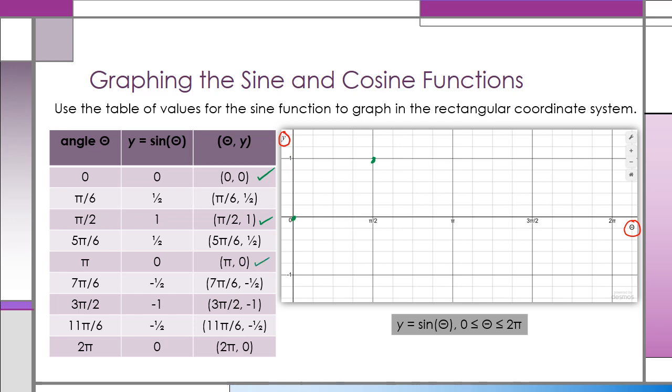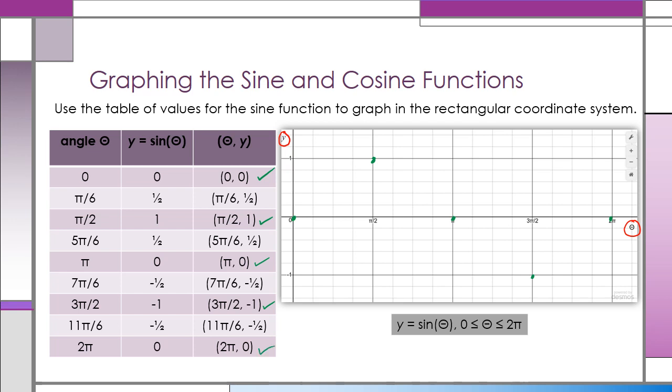The next one would be pi comma 0, so I'm on that horizontal axis. 3 pi over 2 comma negative 1 is going to be right here. And then 2 pi comma 0 puts me back around that unit circle.